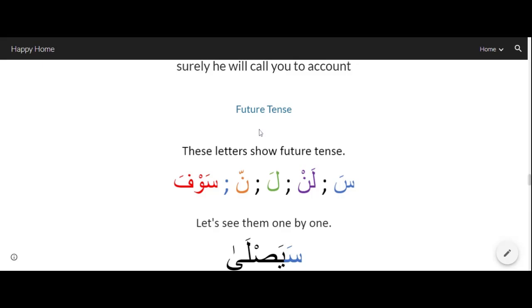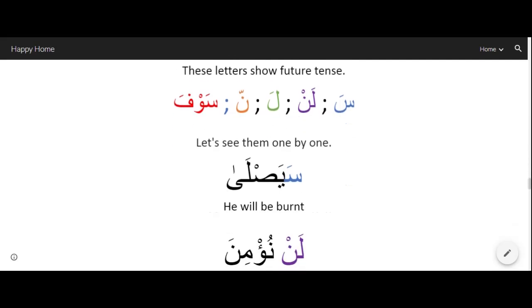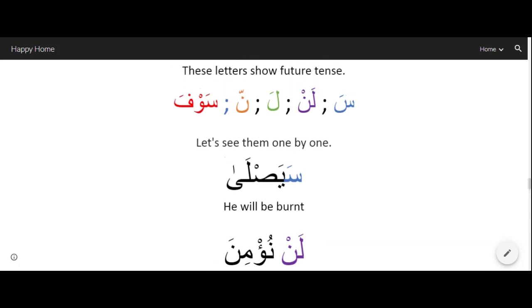Future tense. Future tense and present tense look like the same, but these letters show future tense. For example, sa, lan, la, noon, sawfa.